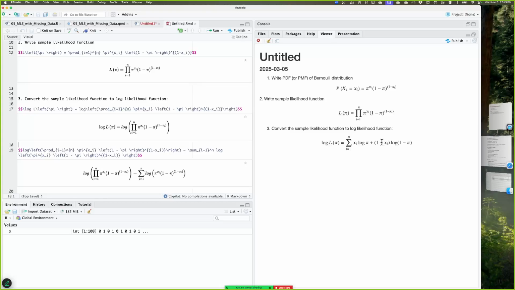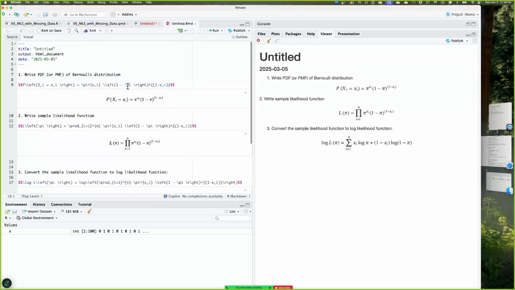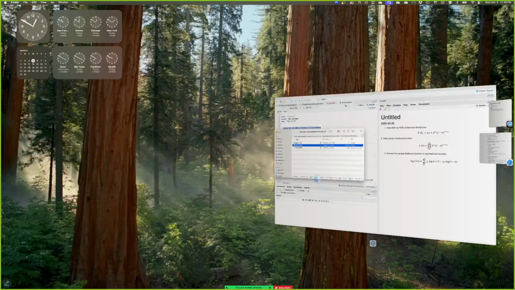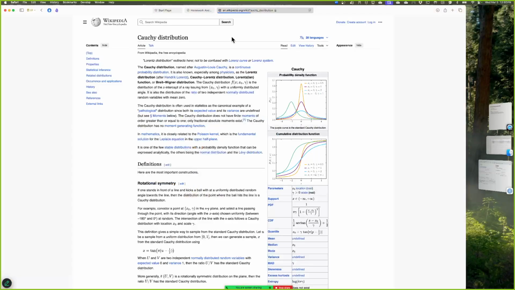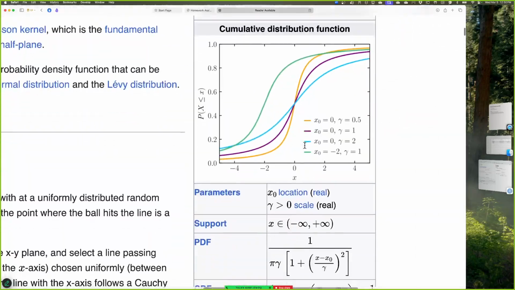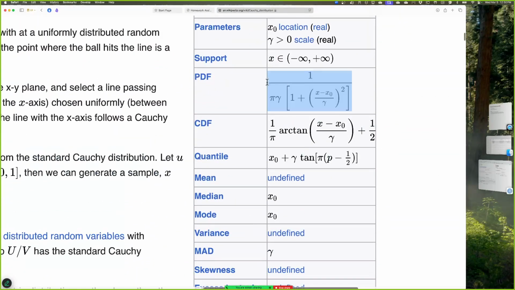Ahmed, good job. Answer from the chat: search for the PDF of the distribution. Same process. Number one, write the PDF down. So, where would you find Cauchy? Well, Cauchy's a fairly common distribution. The PDF is right here. Oh my goodness, that's ugly.